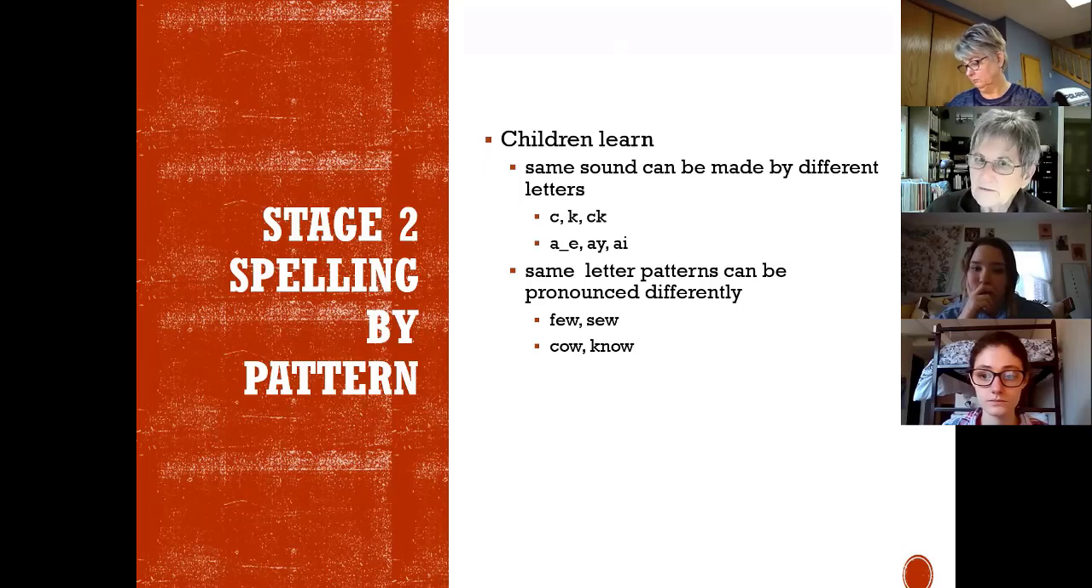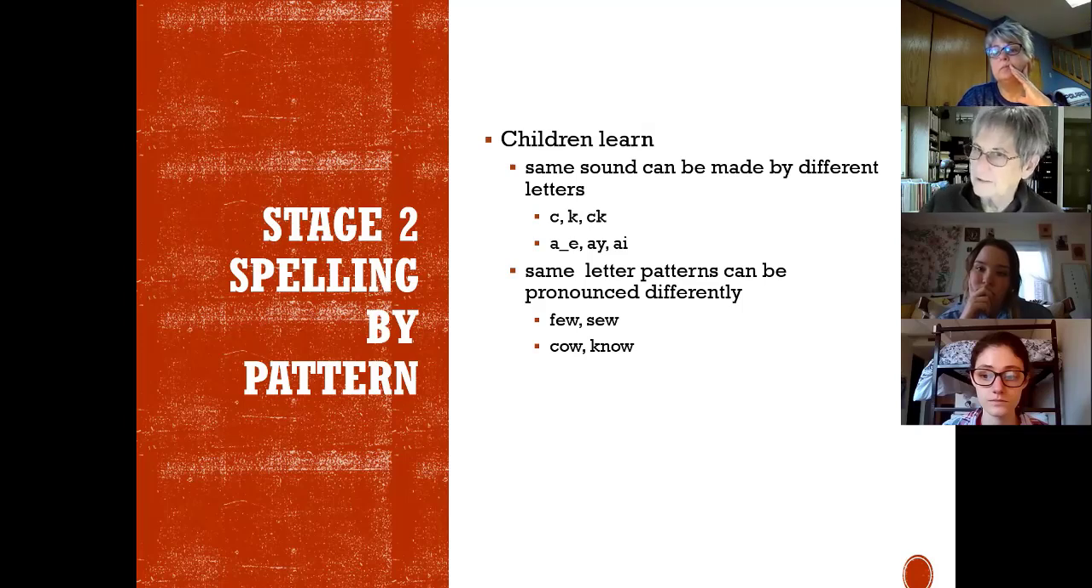They now start to learn that the same sound can be made by different letters, like K can be spelled even more ways than are listed there. And A, of course, can be spelled in all 8 different ways. And then sometimes they can learn that some letter patterns can be pronounced differently. So few and so and cow and no. This is all wrapped up in who invaded Britain at what time and changed some of our language. And that's way more than what I want to go through today, but it's fascinating to know about.